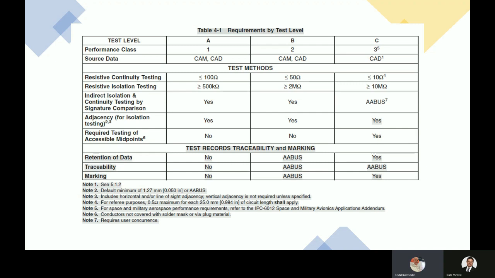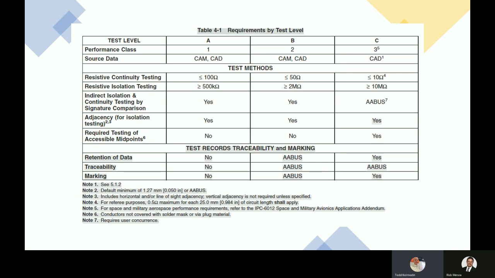Well, mostly signature comparison. If you're going to do a standard full resistive test for opens and shorts on the flying probe, it can still be done on the flying probes. But if you're going to use the indirect isolation or indirect testing by signature comparison, as it's called, then you need to have an agreement between the user and the supplier. It just is not okay to just do that.